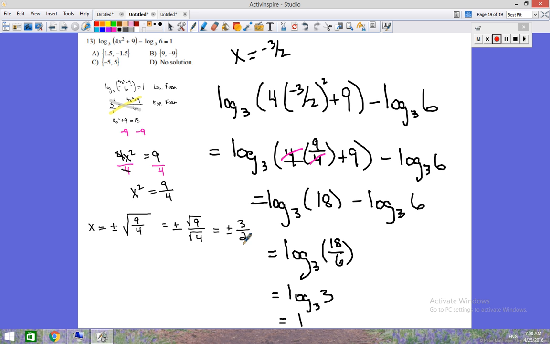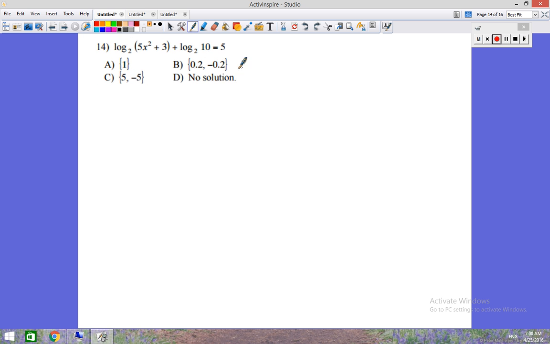So our positive and negative 3/2 did check, and positive or negative 3/2 is equivalent to positive or negative 1.5. Just take 3 divided by 2, half of 3 is 1.5. So we get an answer of A. So I'm hoping this helps, that it is helping.